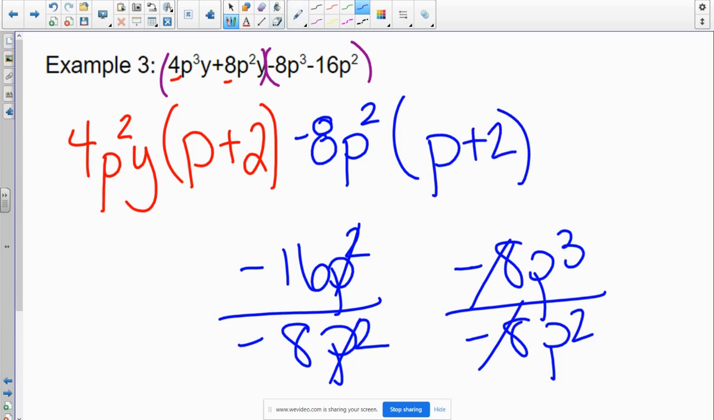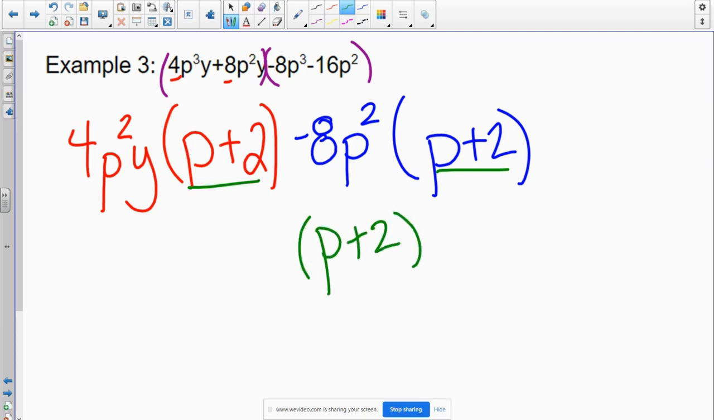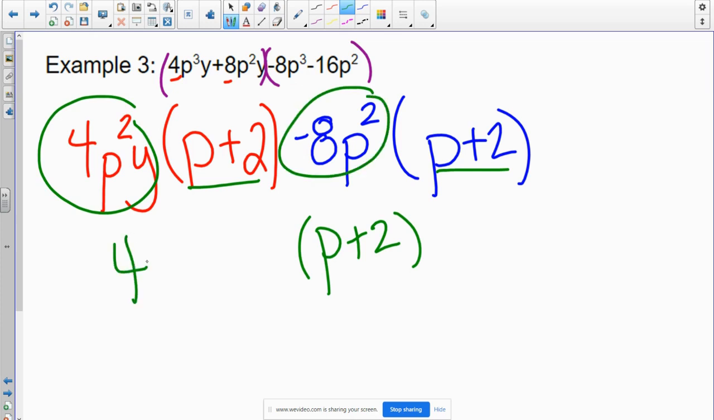Now, I like this strategy because at this point, if you look at this, what's in your parentheses should be the same. So if you don't get the same thing in those 2 parentheses, something mathematically went wrong. Go back. You might not have the greatest common factor out, or you didn't divide correctly. Now, p plus 2 is one of my new groupings, and then what's outside is my other grouping. So 4p to the second y minus 8p to the second.